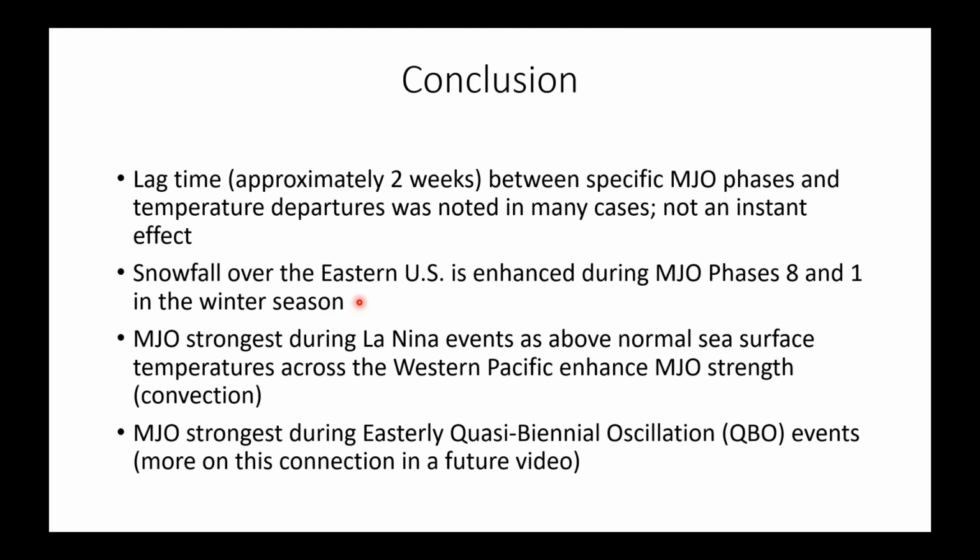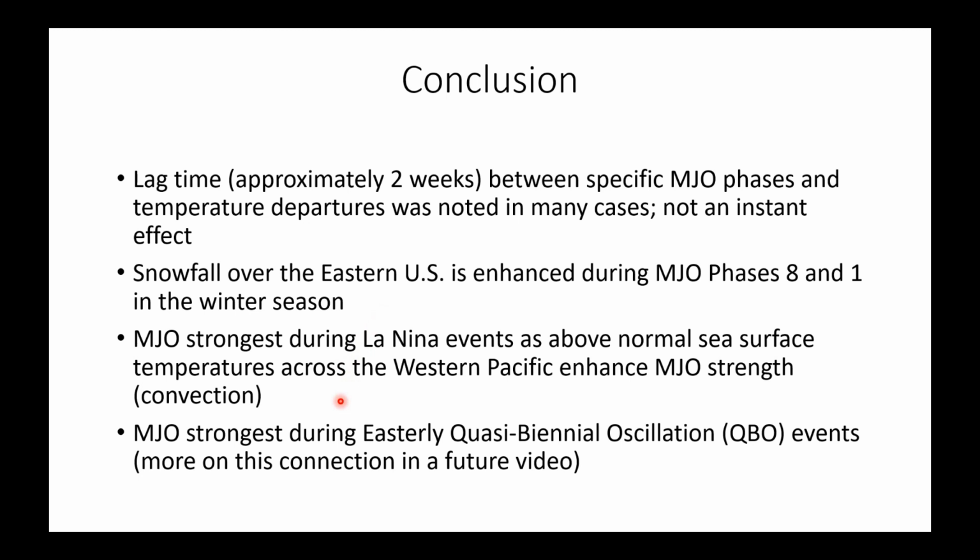By the way, for all you snow lovers for the winter season and that live in the east, snowfall over the eastern U.S. is generally going to be enhanced during MJO phases 8 and 1. So MJO phases 8 and 1 in the winter season are going to give you higher probability of enhanced snowfall for the eastern U.S. Again, MJO is strongest during La Nina events, and we're coming up on an El Nino winter. Just keep that in mind.